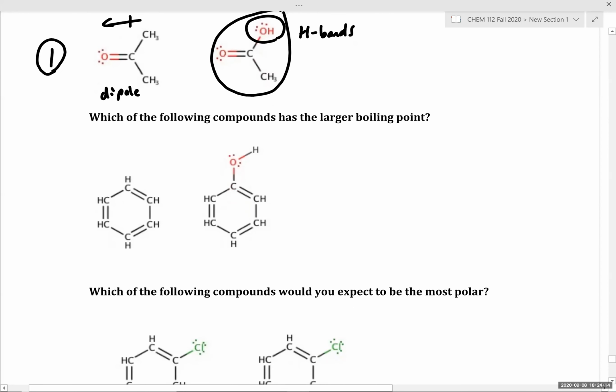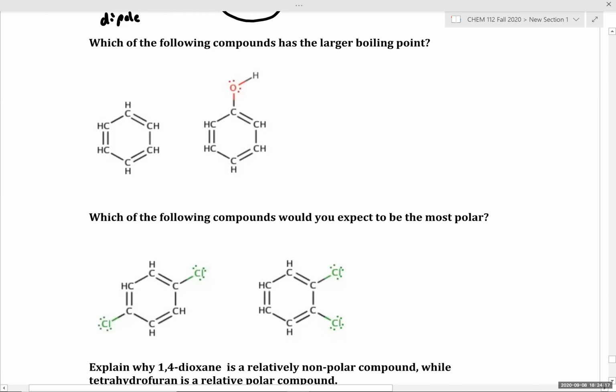Let's work on the next two problems, problem number 2 and 3. I'd like you to spend 2 to 3 minutes on these examples, and I'd like you to tell me which of the following pairs would you expect to have the larger boiling point, and which of the following pairs in question 3 would you expect to be most polar. And we'll discuss these examples in about 2 to 3 minutes.